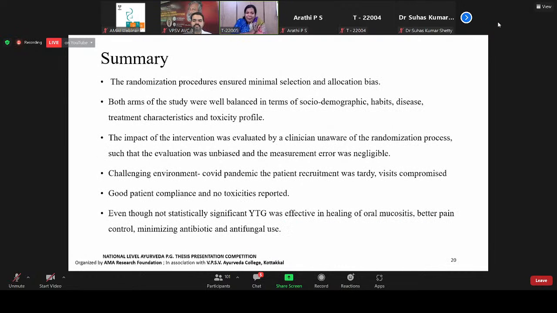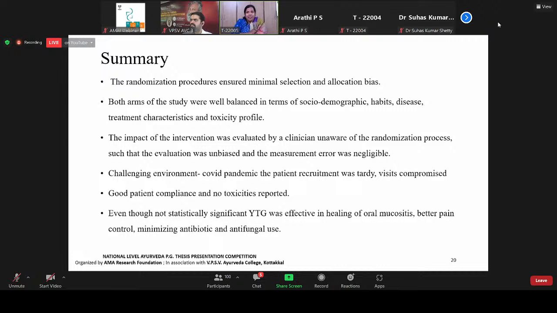On to my summary, the randomization procedure ensured minimal selection and allocation bias. Both arms of the study were well balanced in terms of the socio-demographic habits, disease treatment characteristics, and toxicity profile. The impact of the intervention was evaluated by a clinician unaware of the randomization procedure, such that the evaluation was unbiased and the measurement error was negligible.